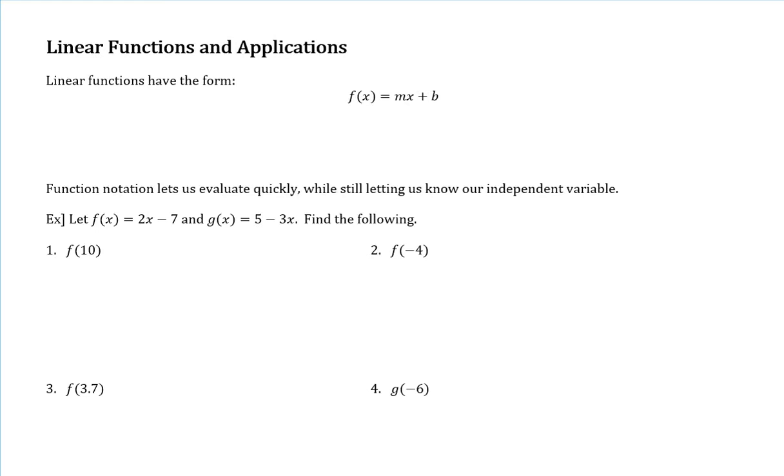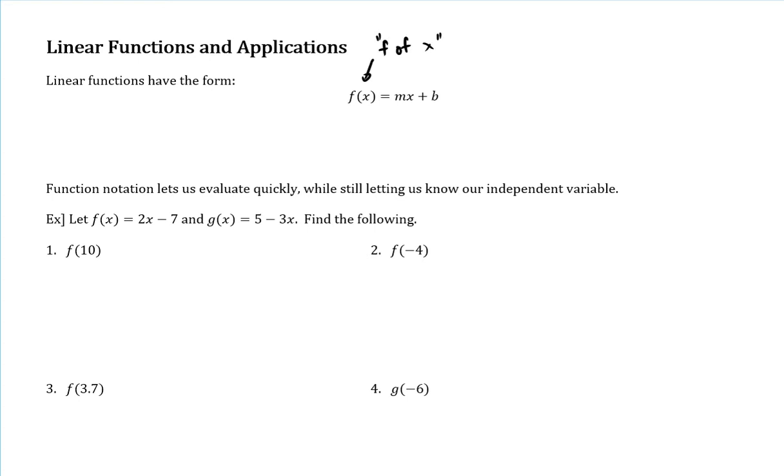Hi everyone, welcome to our video on evaluating linear functions. So linear functions have the form f of x equals mx plus b. Remember, when it's f with the parentheses like that, it's not multiplication yet, it means f of x.